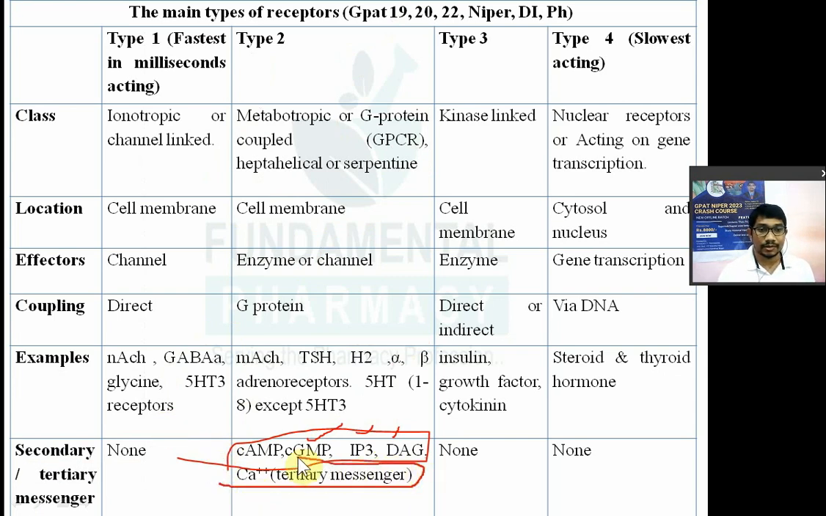Okay, and calcium is known as a tertiary messenger. Calcium को क्या बोलना है? Tertiary messenger. There was a question in GPAT 2021: following are the secondary messengers to the GPCR except. और सब ऑप्शन में ये थे. First option was cyclic AMP, cyclic GMP. Second option was inositol 3 phosphate, diacyl glycerol. Third option was calcium. And fourth option was all of them. So calcium is known as a tertiary messenger. So secondary messenger कौन से? DAG, IP3, cyclic AMP, cyclic GMP.